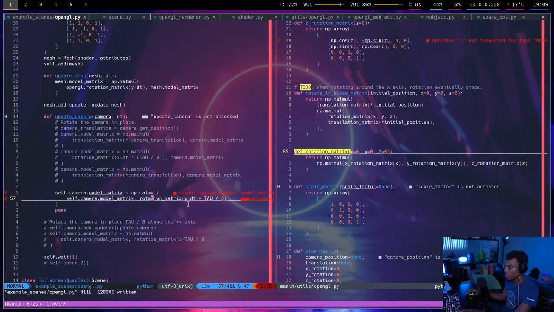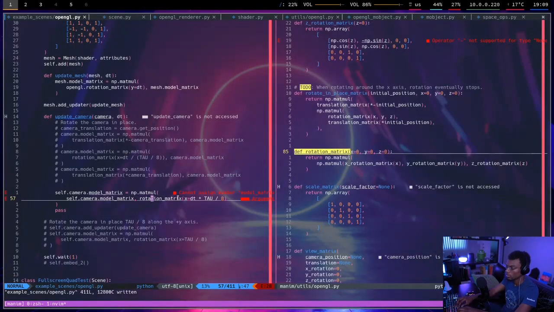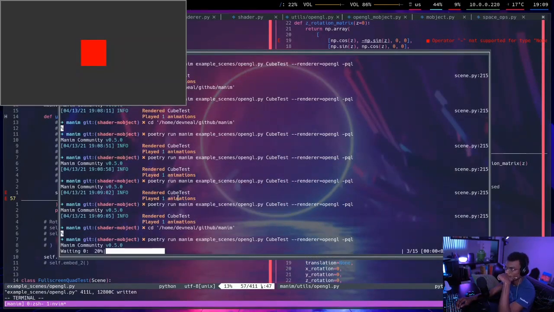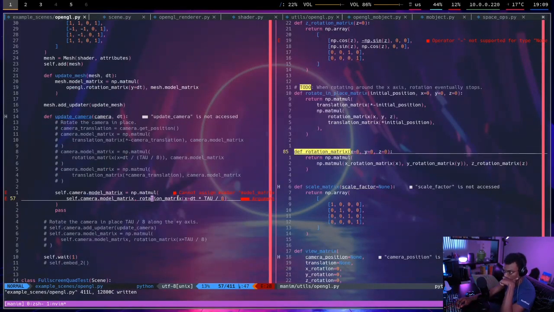Wait, but it's not rotating around the x-axis. If it was rotating around the x-axis, I would expect the square to get thinner in the y direction. But it's not doing that. Something's up. I suggest you print the current position and Euler angles of the camera to the screen to track what is actually happening.